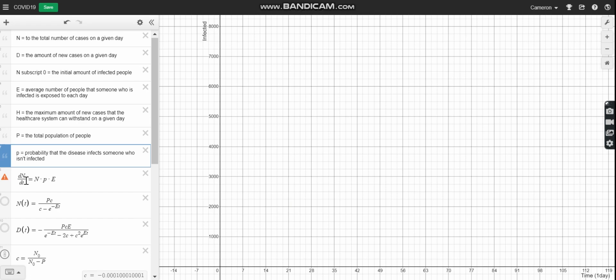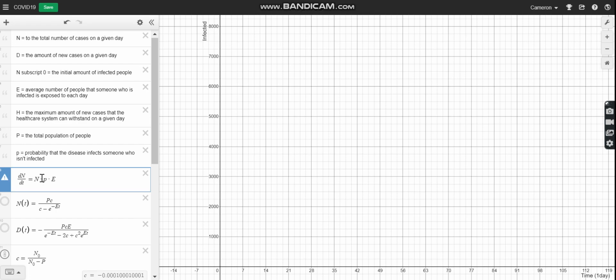Okay? Now, to kick off modeling this pandemic, first we have the change, that's what this D stands for, the change in the number of total cases on a given day with respect to time is equal to the total number of cases on the given day times the probability that the disease infects someone who isn't infected times the average number of people that someone who is infected is exposed to each day. All right, so this effectively tells us about the rate of how fast this disease will spread.